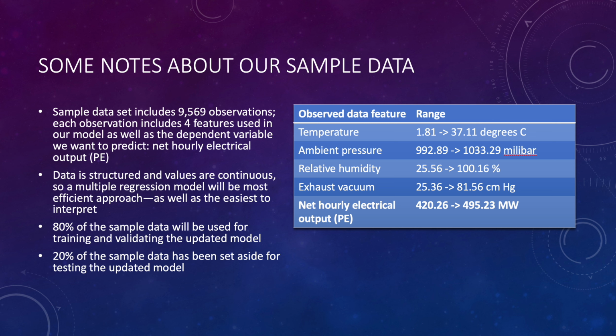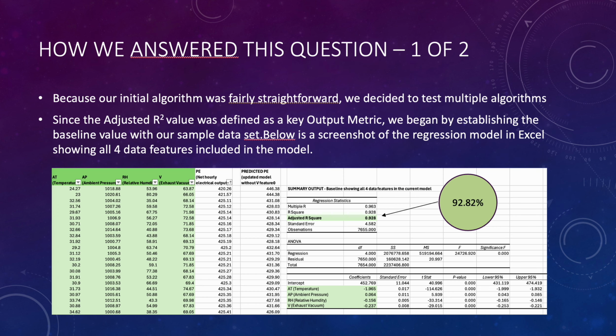80% of the sample data will be used for training and validating the updated model, and 20% of the sample data has been set aside for testing the different algorithms. And you can see over on the right-hand side the different data features that we're working with, as well as the ranges that the data shows. So let me explain how we went about answering this question.